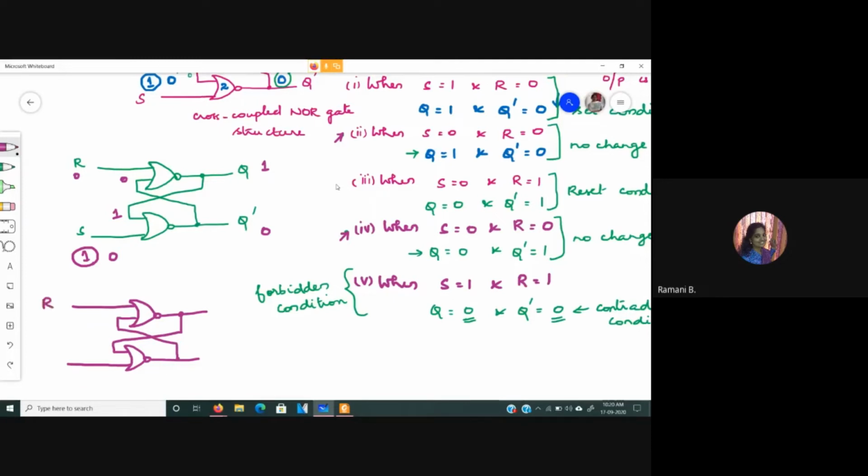So this is R, S, Q and Q bar. Here we assume this to occur after the reset condition. That is, this was 1 and this was 0. So in that case, the Q value was 0 and Q bar was 1. That is what we got, because one of the inputs to the NOR gate is 1, so the corresponding output is 0. Here 0 with 0 will give you a 1.